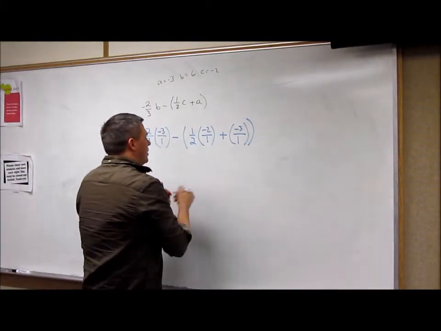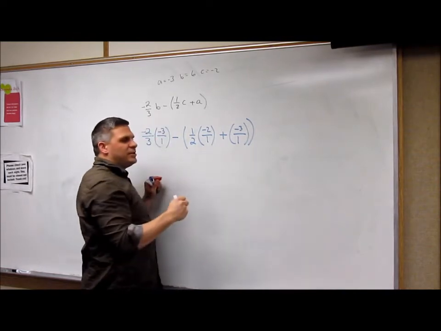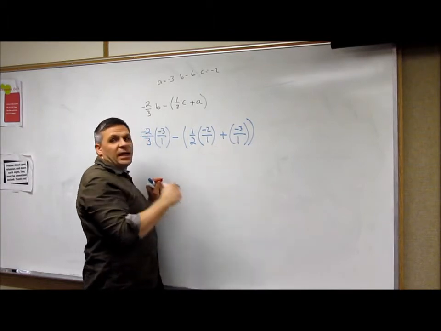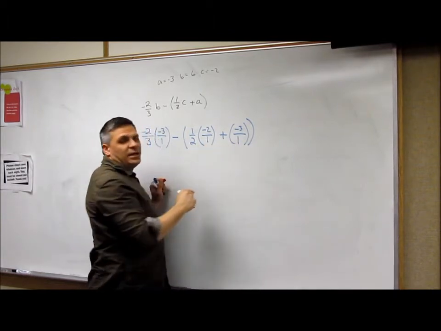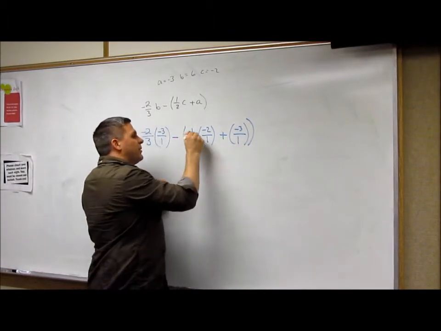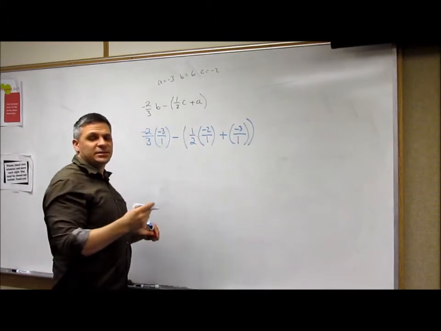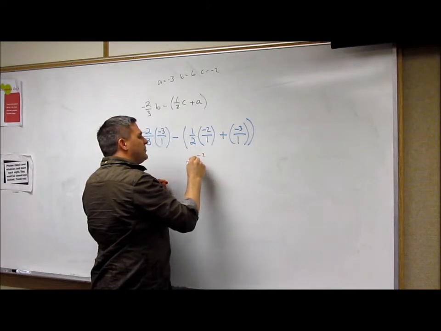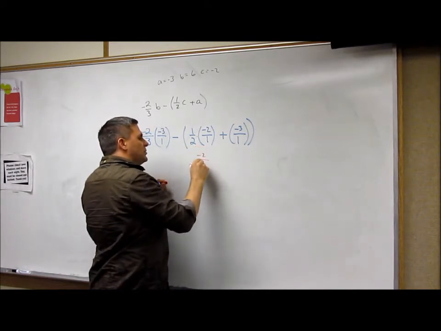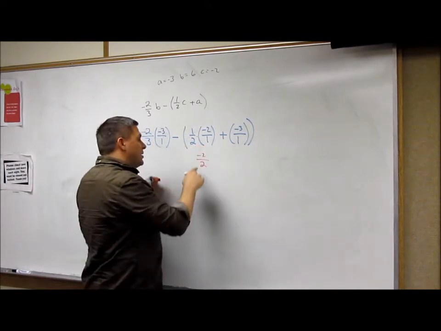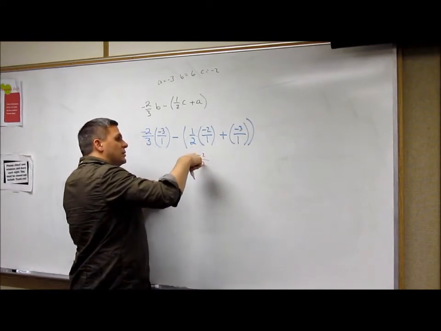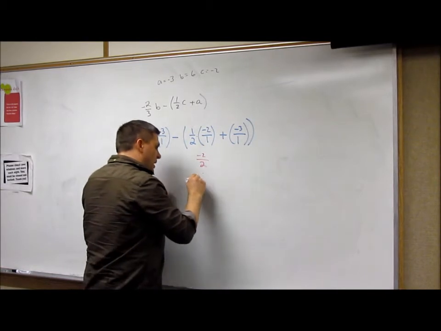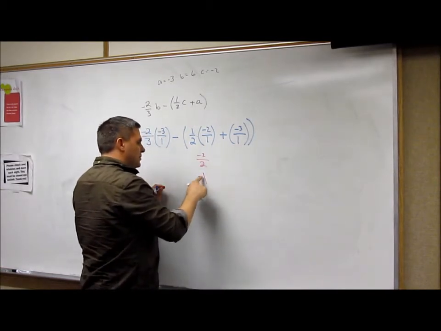Okay? So, inside the parentheses, what do I do? More parentheses, but the parentheses are done. Exponents. The exponents, there aren't any. So multiplication, division, from left to right. Boom, there's multiplication. So here it is. 1 times -2 is -2. 2 times 1 is 2. And then I know that 2 goes into -2 how many times? -1.